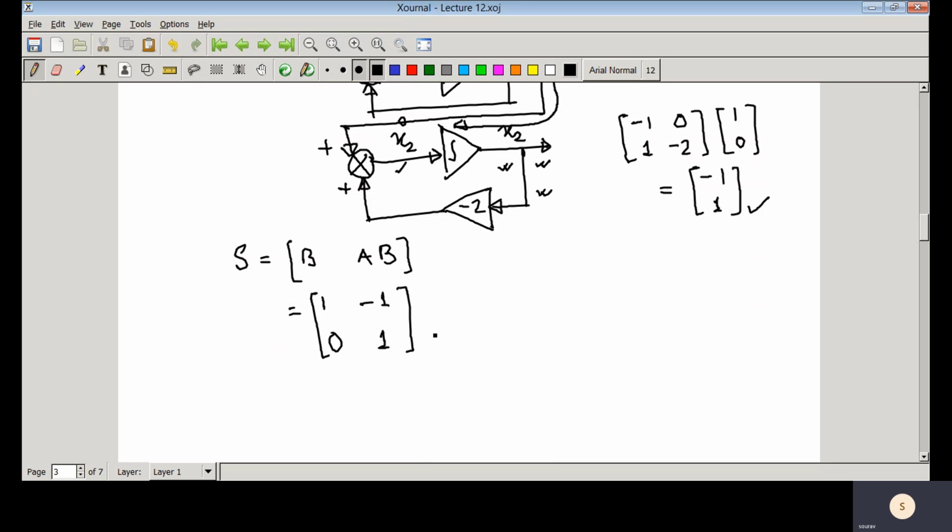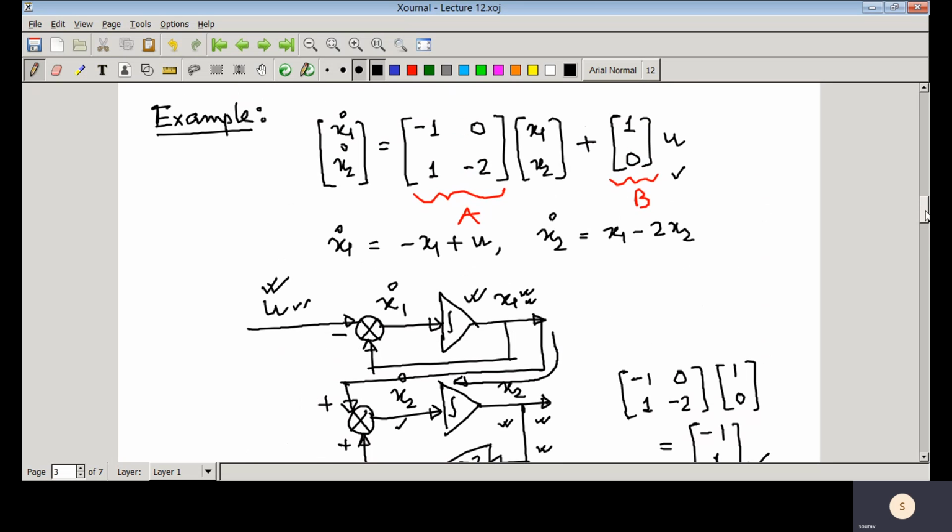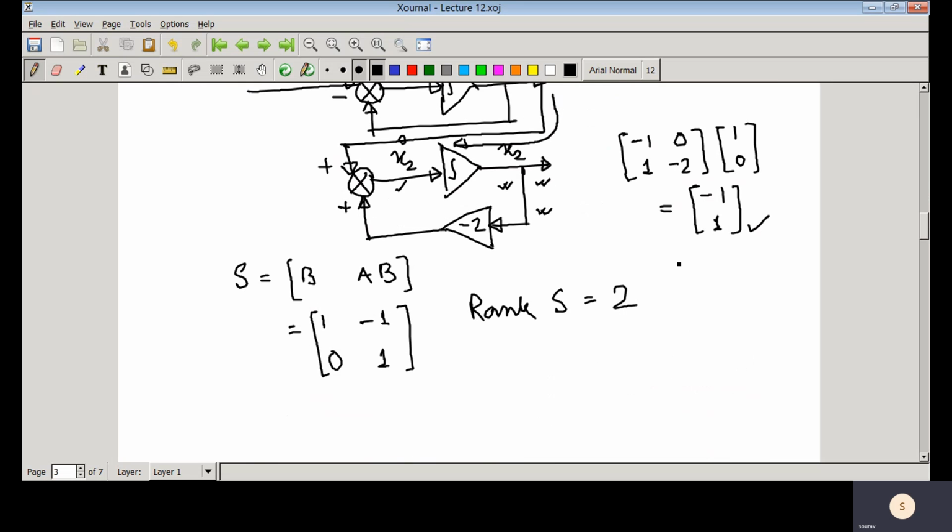So what is the rank of S? The rank of S equals 2. Here the number of state variables is 2 and the rank is 2. So it is controllable.